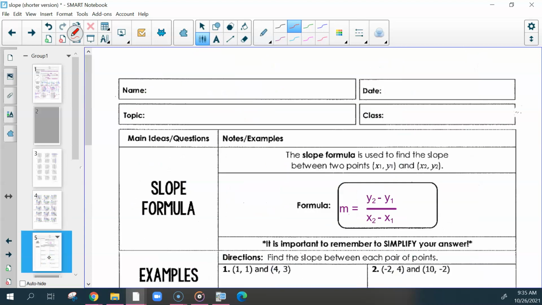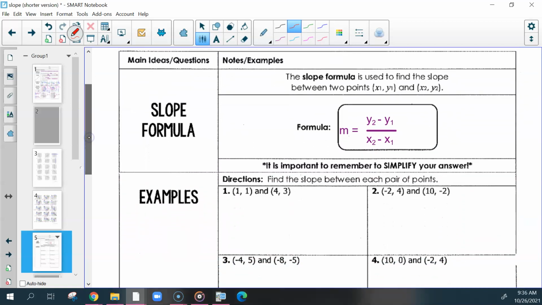On the next page, we're going to find slope algebraically. You may have seen this before, but many of you may not have. So this is the slope formula. This is like what we're doing when we find slope on a graph. We're going to use this formula, y2 minus y1 all over x2 minus x1. This is something you'll need to remember.